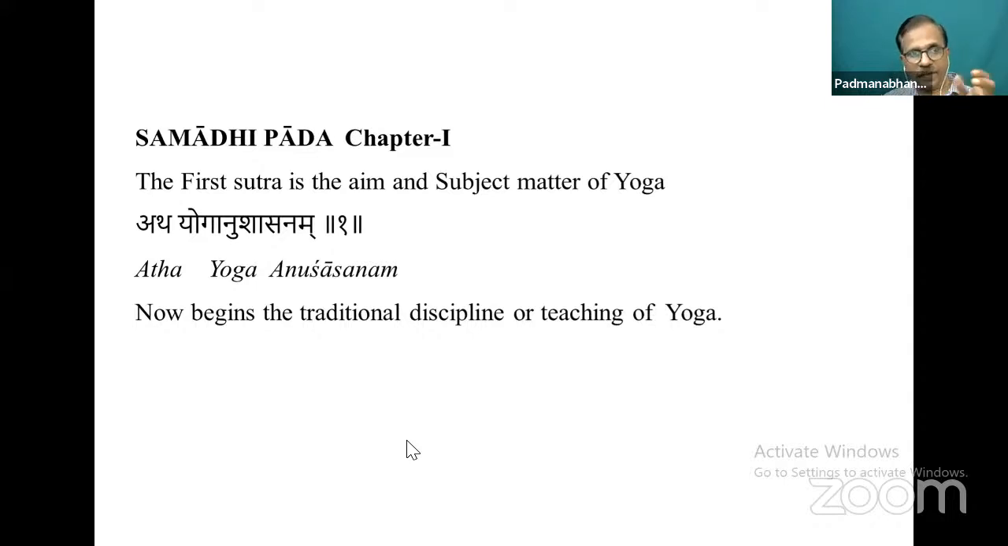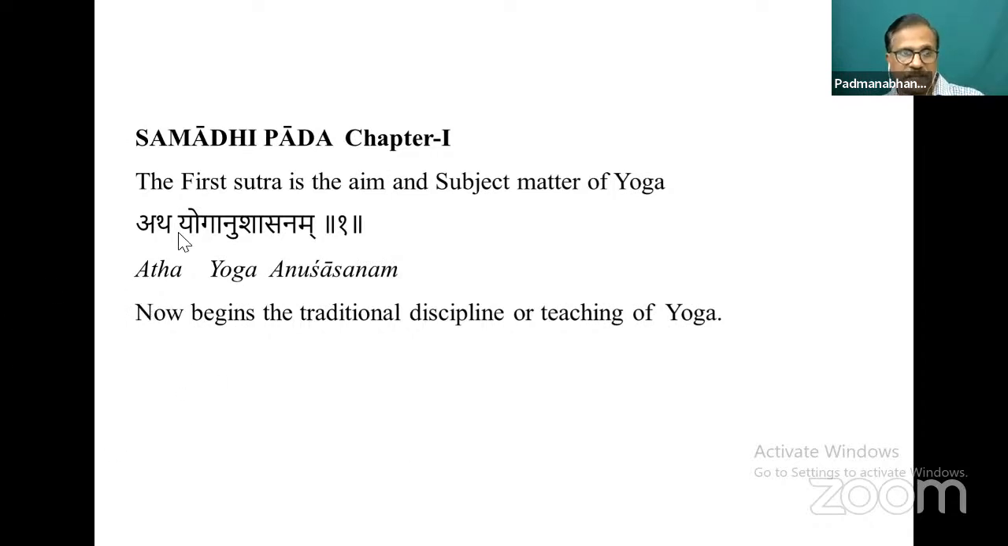Now begins, or hereinafter begins. Anushasana means discipline. Shasan means discipline, and anushasana means the traditional discipline or teaching of yoga, right from Hiranyagarbha. You might have heard the name of Hiranyagarbha, who was the creator of yoga.